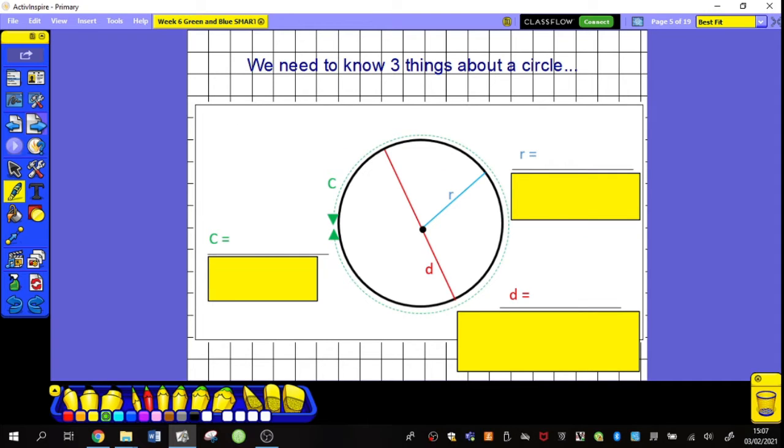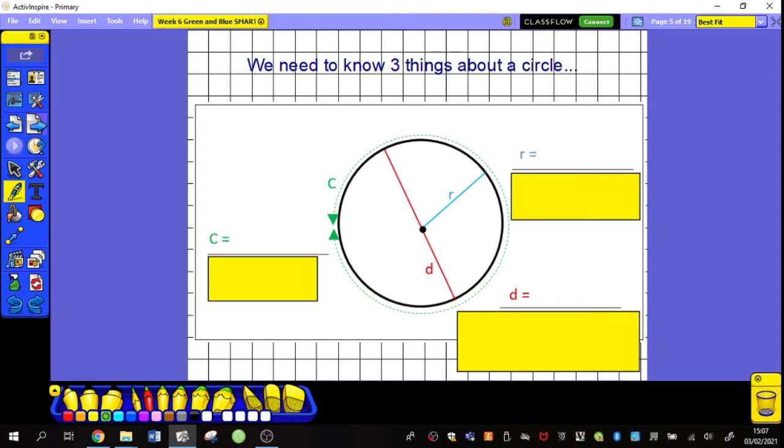So first of all, we need to know three things about a circle. I've got here a circle in black. I can see the middle of the circle with the dot in the middle. And the first thing I'm going to need to know is that distance around the outside, the green part, starting from the arrow and going all the way around the outside to the arrow.